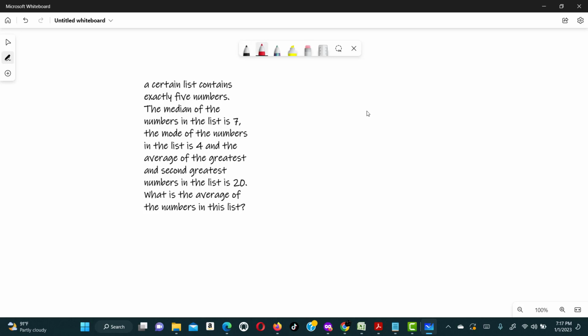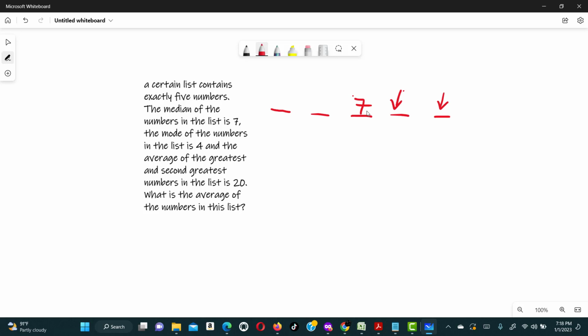So let's assume that we've got 5 numbers here with 5 spaces. For 5 numbers, the middle number, which is the median, will be in the 3rd position, and that is 7. The second greatest number is this one, and the greatest number is the last number. So we are told that the average of the second greatest and the greatest number in the list is 20.